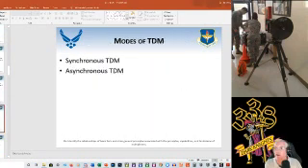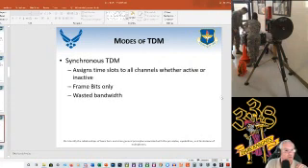Okay, so async and sync is what you're asking about, right? At least that's my understanding. Okay, so the 2 differences, and we can go through this and just go time slots, frame bits only, wasted bandwidth. Okay, so let me try to give it to you in what I consider a little bit less convoluted than what you see on a slideshow.